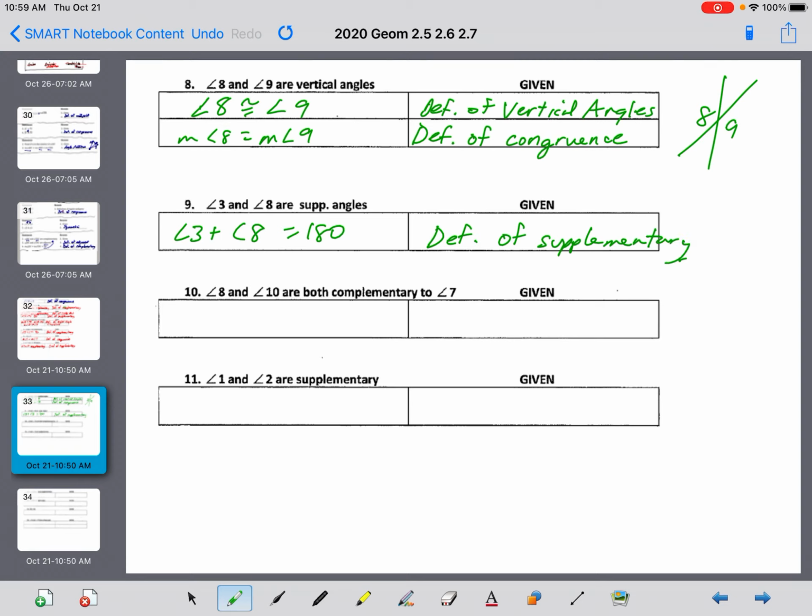If 8 and 10 are both complementary to angle 7, here's what we know, and this is kind of the transitive property. Angle 7 is the link. We know that angle 8 is congruent to angle 10, transitive.